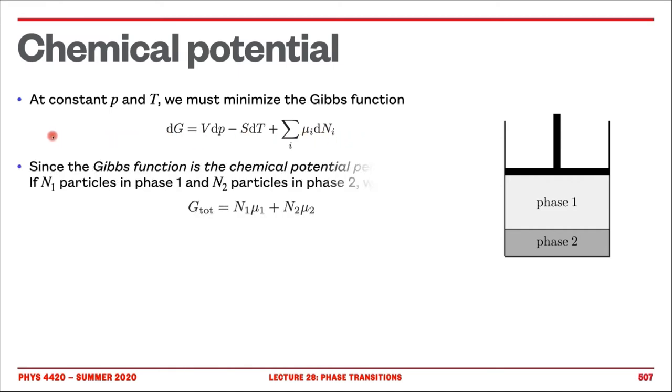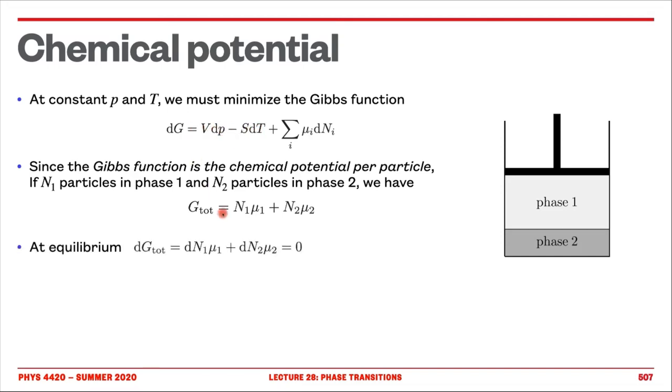Okay, so the Gibbs function is the chemical potential per particle. That's a very important thing that we have to remember. This is something I've discussed a lot, and we are going to use it a number of times in this screencast. So if we have N1 particles in phase 1 and N2 particles in phase 2, since we have two types of particles in different phases, we have this weighted average for the Gibbs function.